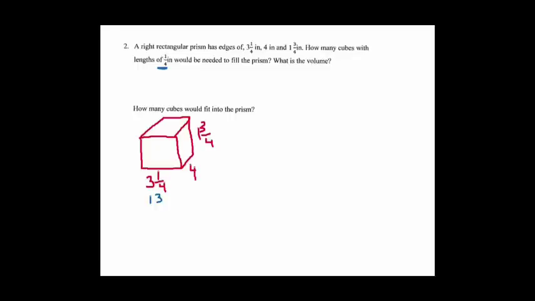How many fourths go into 4? And that's 16 fourths go into 4. And then how many fourths are in 1 3/4? There are 7 fourths in 1 3/4. So now how many cubes can go into this prism? You multiply 13 times 16 times 7, and your answer is 1,456 1/4 cubes can fit into the larger prism.